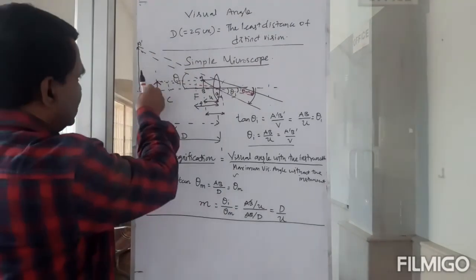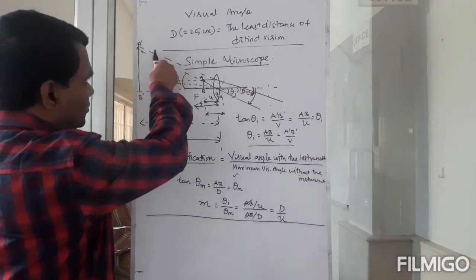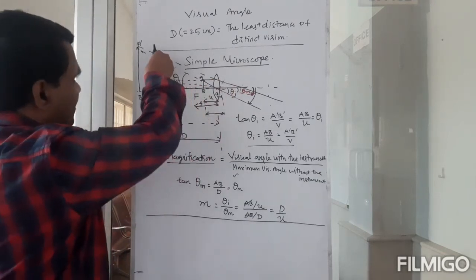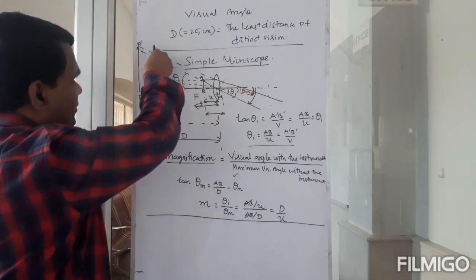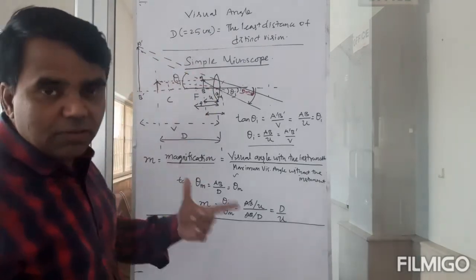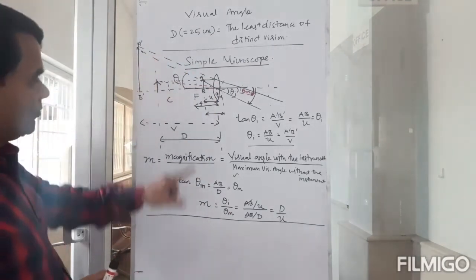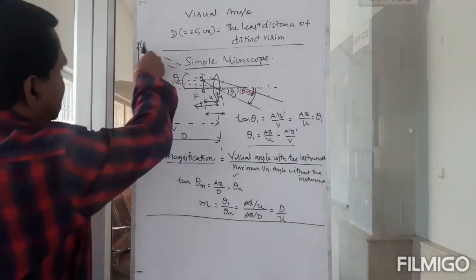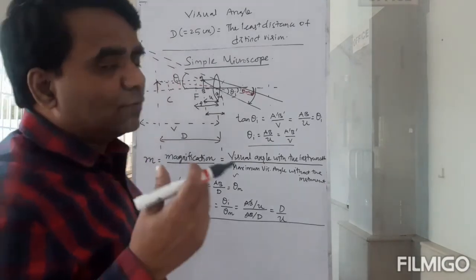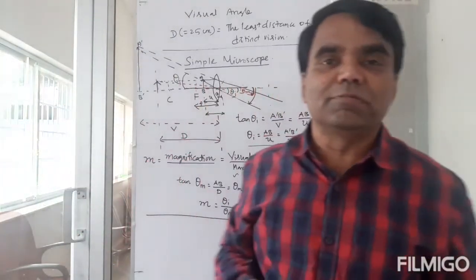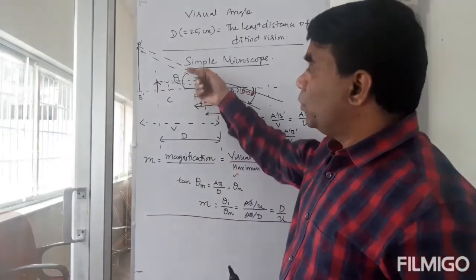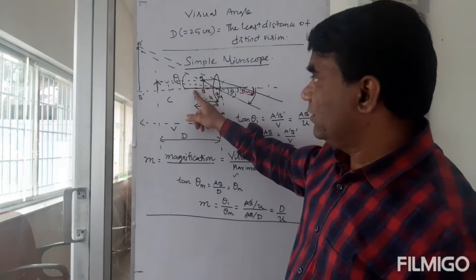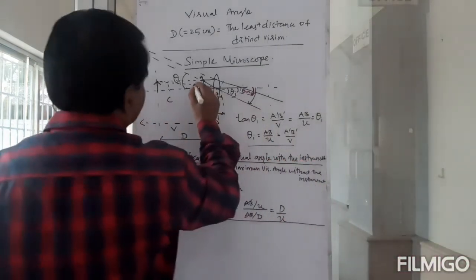And if the image is formed before D, I will not be able to see it with my eye. So the maximum I can see is when the image is formed at D. So that is when I have the maximum angle. The theta I will be maximum when the image is formed at D. And when will theta I be minimum? It will be minimum when the image is formed at infinity. That is, if we keep the object at F.